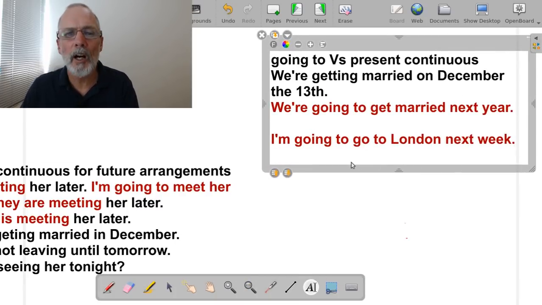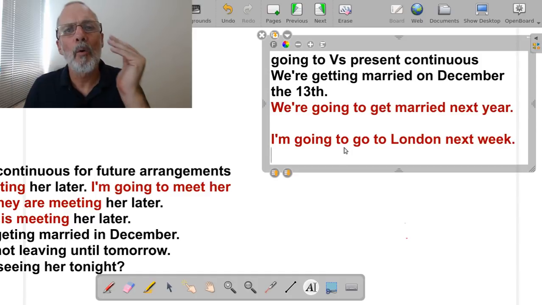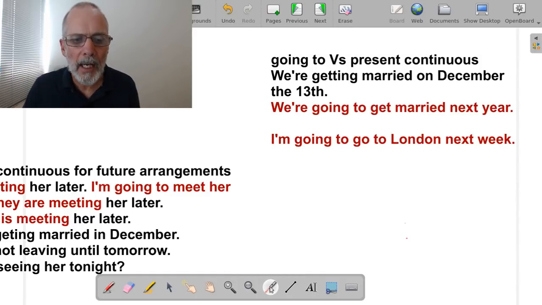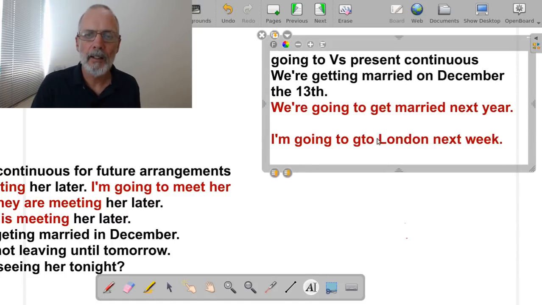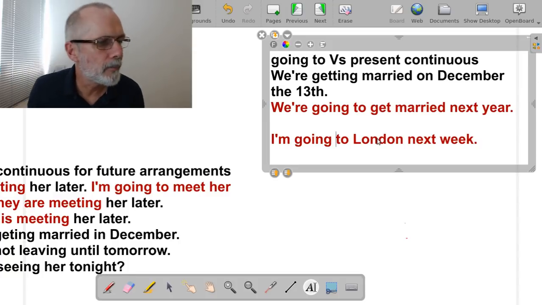I'm going to go to London next week. Here I'm using the going to structure, but the main verb here is go. So when that happens, irrespective of whether it's a plan or an arrangement, we don't normally say that final go. Nobody says, I'm going to go to London. They say, I'm going to London, or I'm going to Paris.